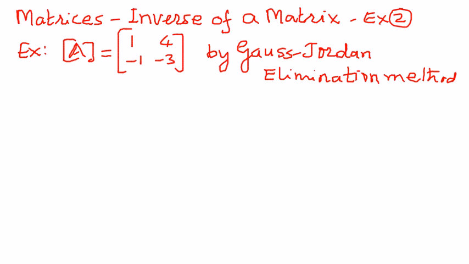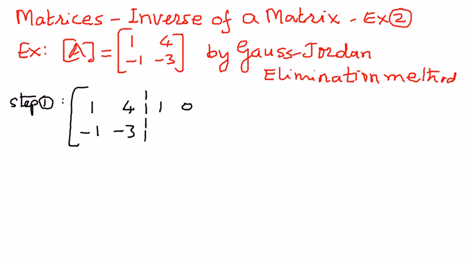We partition the given matrix with an identity matrix. We'll call that step number 1. The given matrix is 1, 4, -1, and -3. We partition it with a dotted line, and then on the right hand side of the partition we will have the identity matrix. Since the given matrix is a 2 by 2 matrix, the identity matrix will also be a 2 by 2 matrix, and the elements of the identity matrix would be 1, 0, 0, 1.